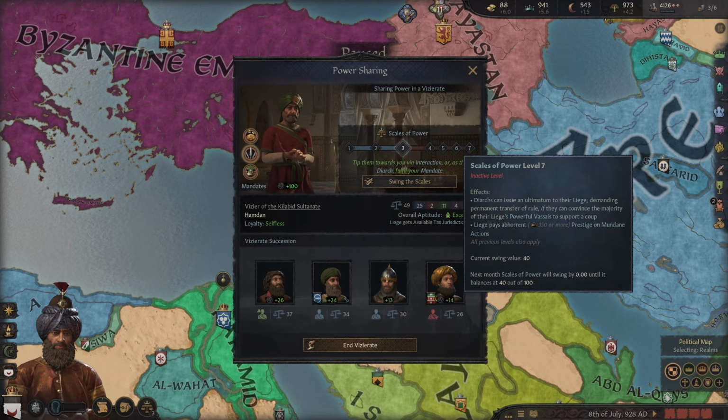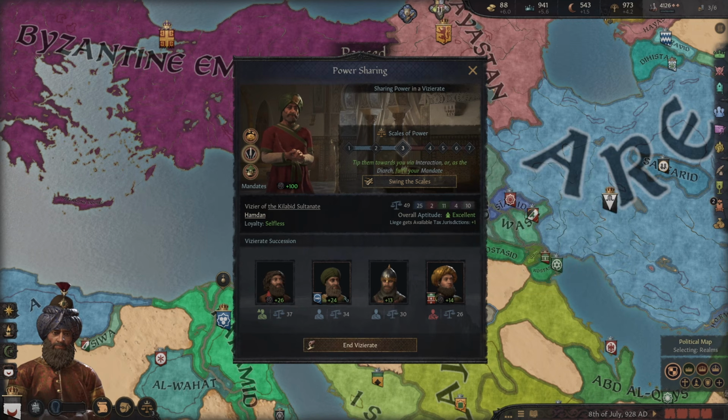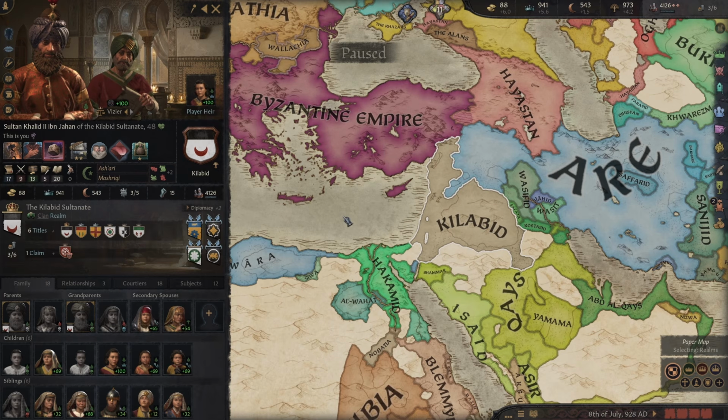As long as you keep your Vizier in check at around level 3 and you make sure to always have him like you, the sway mechanic is very useful here, the Vizier should just be a useful thing for your reign. The last big mechanic of clan governments is house unity.